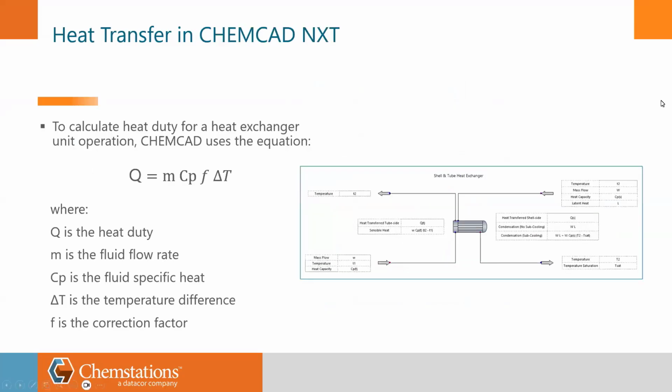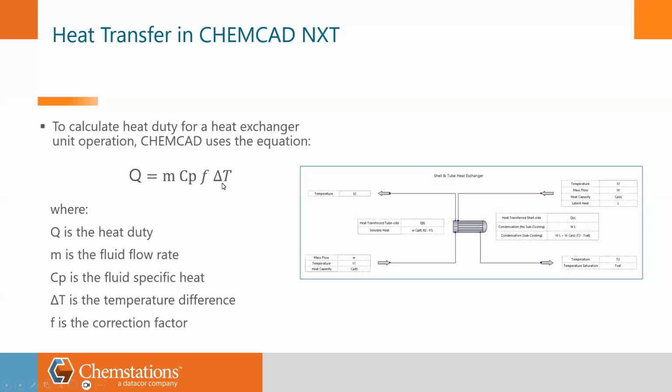So what kind of equations do we use in the software? When you select an exchanger on a flow sheet, CHEMCAD uses this equation, and we all learned it in university or when we went to school. Q, the enthalpy or the duty of a heat exchanger, is equal to m Cp times the temperature difference. Q is the heat duty of the exchanger, m is the fluid flow going through the exchanger, and Cp is the fluid heat capacity, or the specific heat.